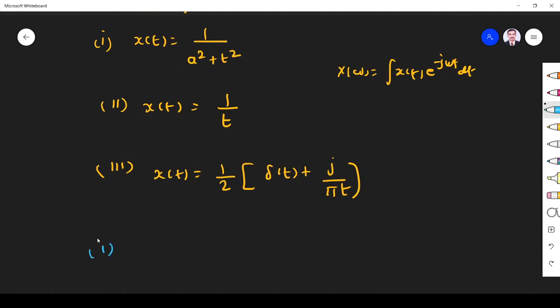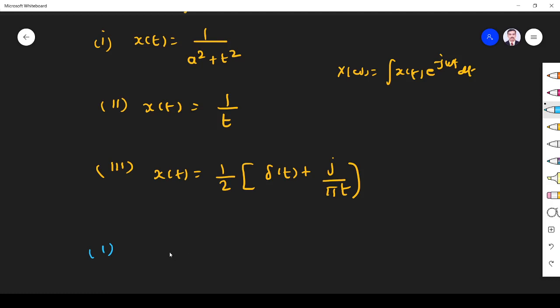So see here, these are the questions. x of t is equal to 1 by a square plus t squared. This is 1 by t, right? These are all showing the Fourier transform of some signals, right? So like that it appears. Let us see that, right?